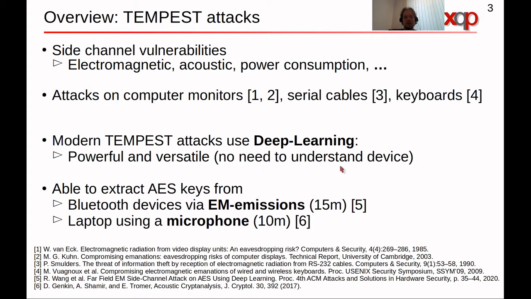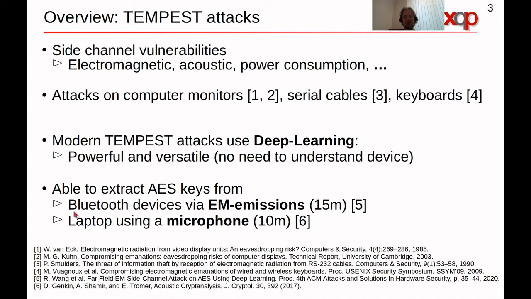And also there is no longer any need to understand exactly which component of the device produces these emissions or how exactly these emissions relate to the secrets. You can simply train a deep learning model, assuming you have control of the device and know the secrets. Using such methods, researchers have been able more recently to extract cryptographic keys from consumer-grade Bluetooth devices via electromagnetic emissions at distances of up to 15 meters.